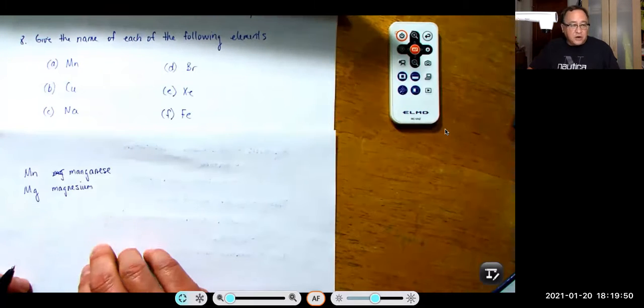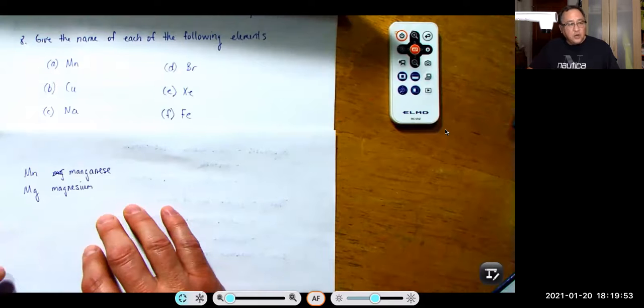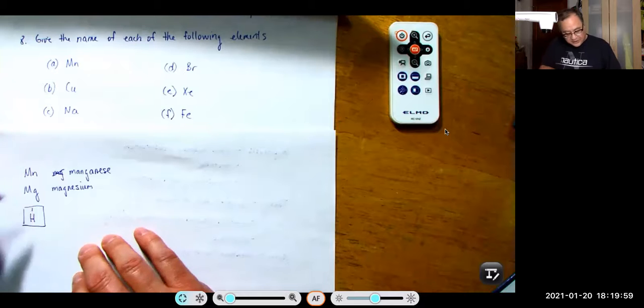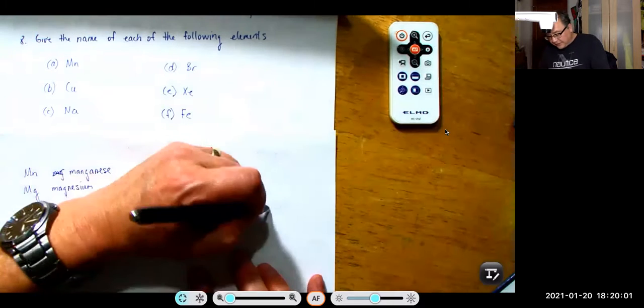So you need to know about 60 elements. Which elements do you need to know? Well, if you look at a periodic table, it starts off with a hydrogen here. Over here, there's a helium.